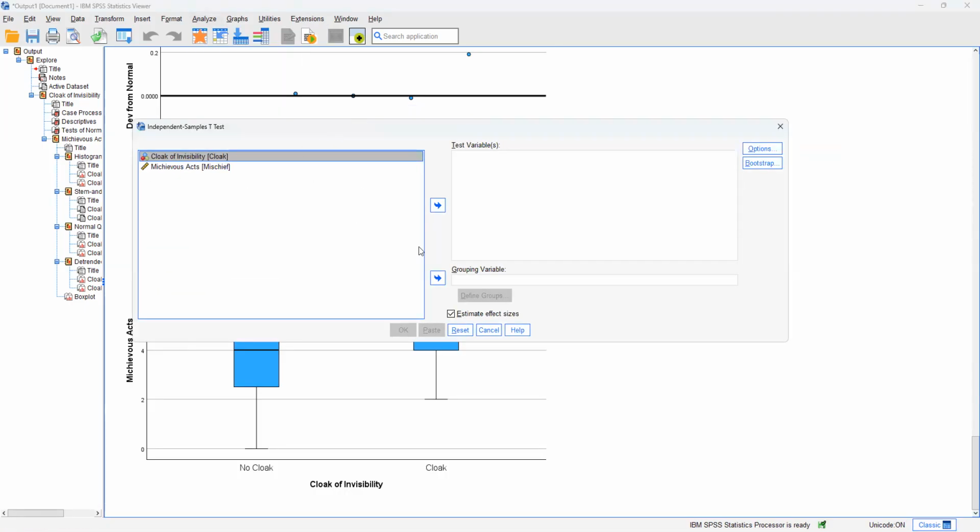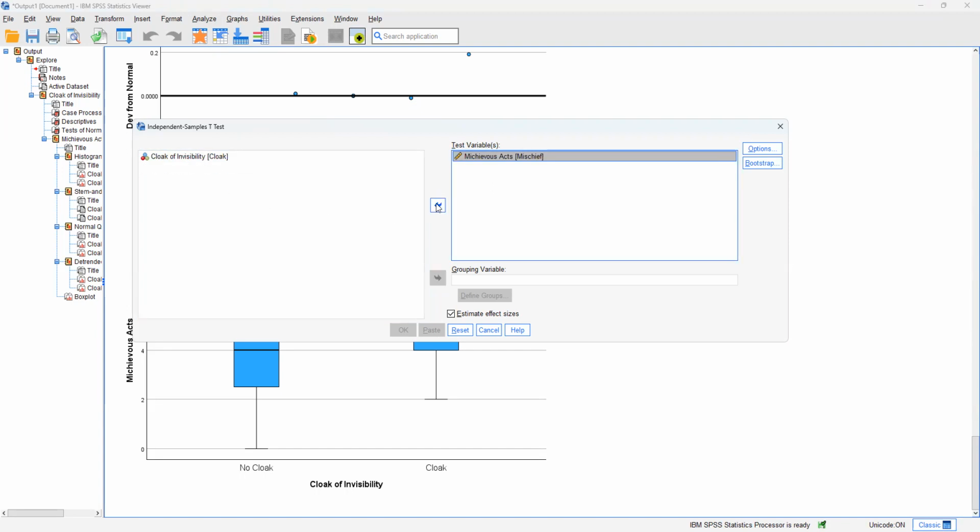And here we're going to get a test variable box. This is where we're going to put our dependent variable. So mischievous acts is going to go to the test variable. And then for the grouping variable, we're going to move cloak there. And it gives us this wonky cloak with 2 question marks.